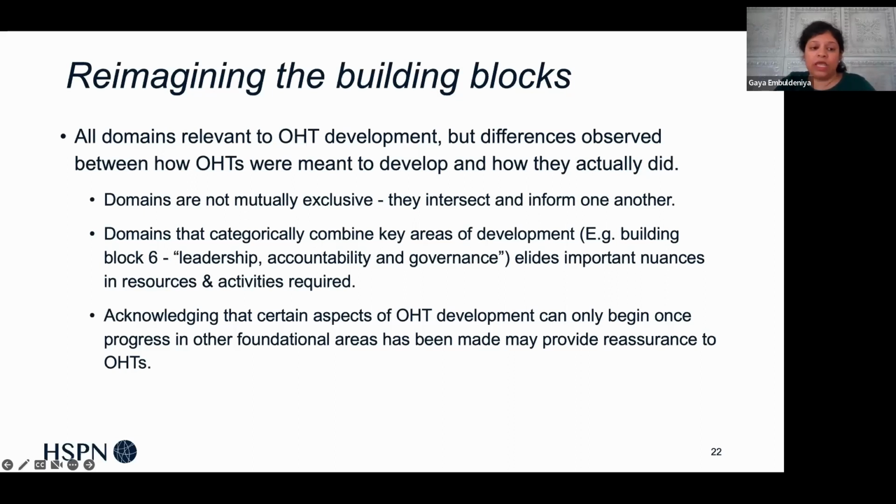So all this to say that while there are certainly overlaps between the building blocks and what we saw on the ground, paying attention to the discrepancies is useful because they underscore the differences between the expectations of policymakers and the preoccupations of OHTs on the ground.